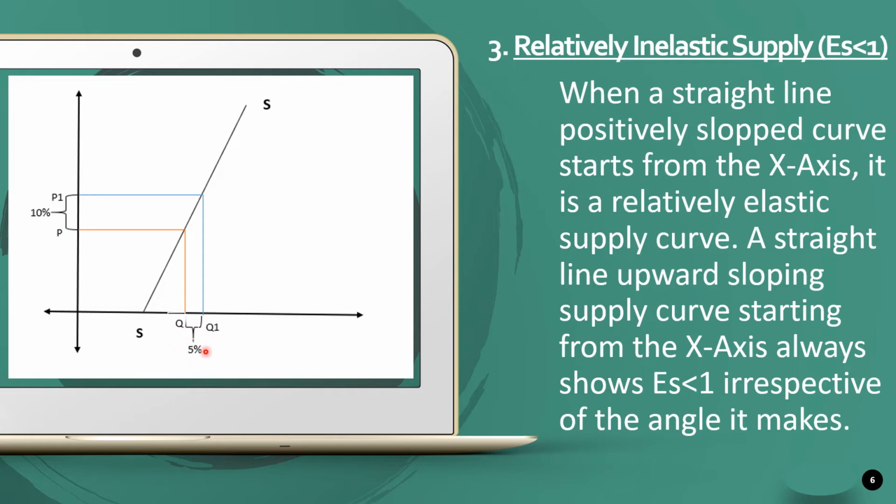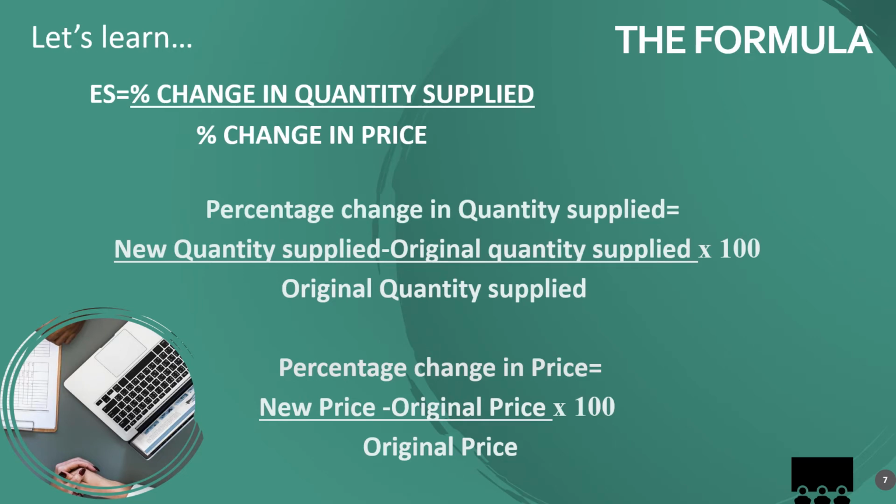If we substitute these values in the formula, we get 5% upon 10%, which is 1 upon 2, which is equal to 0.5. And we know 0.5 is a number less than 1. So in this case, elasticity of supply is less than 1. And so the type of elasticity is relatively inelastic supply. Now let's venture out to start solving problems on elasticity of supply.